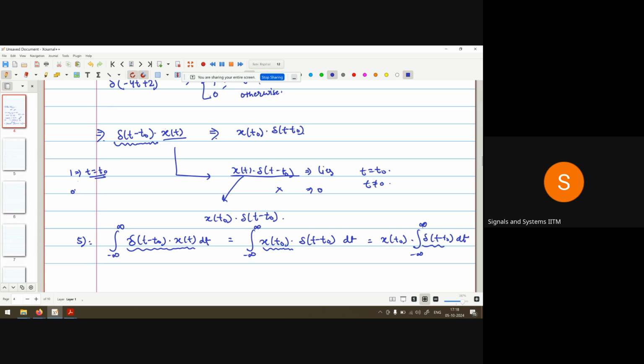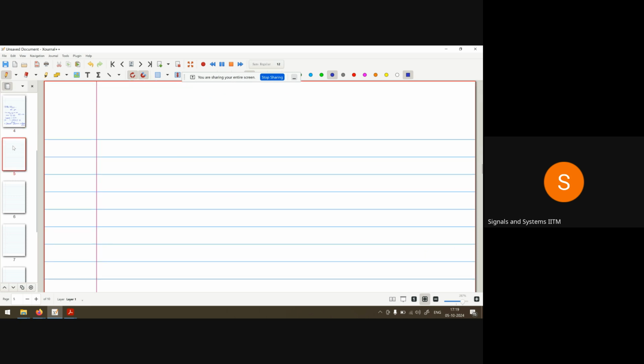And the area under the curve of the impulse signal is always equal to 1. Yes. Okay. So x of t naught multiplied by 1 becomes x of t naught. So these are some properties of the impulse signals.